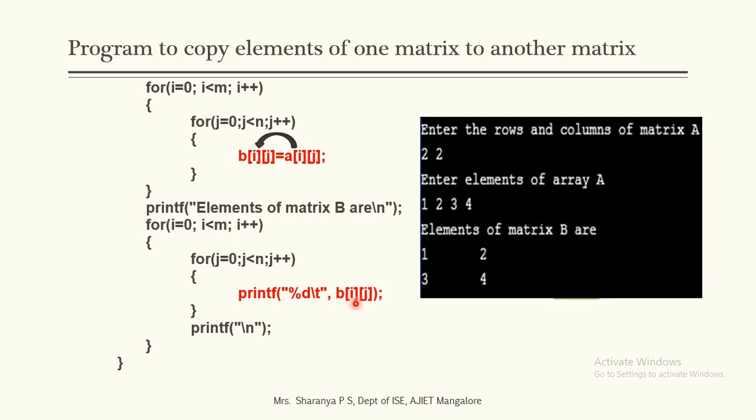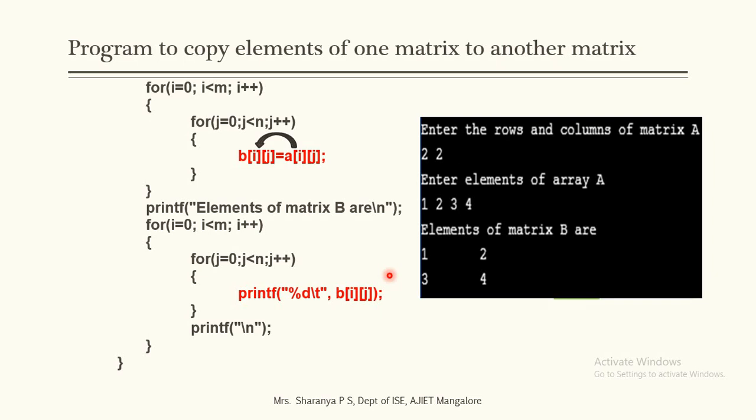We cannot write B of M and N because we are not entering only the row numbers and column numbers. We have to process each element present in the array. That's why this is very important.